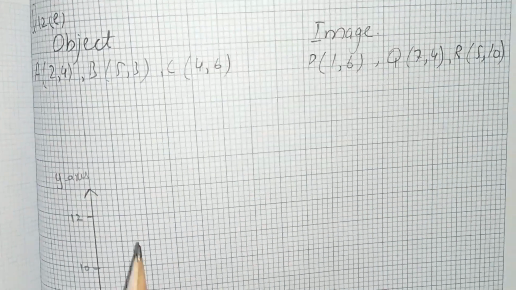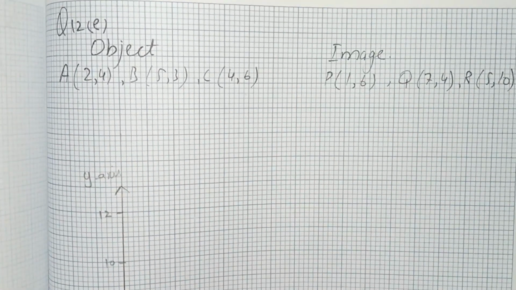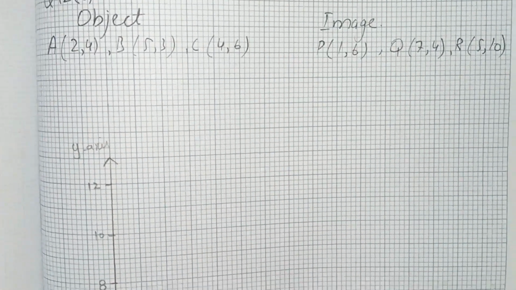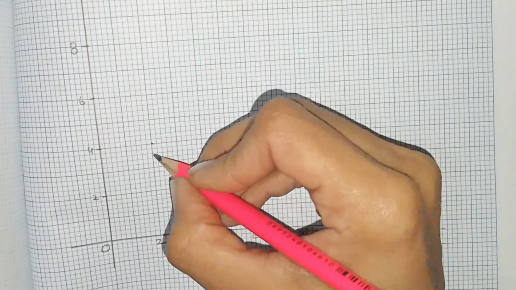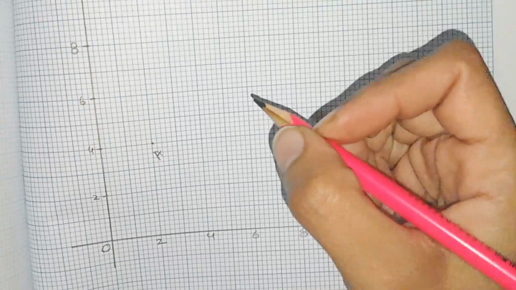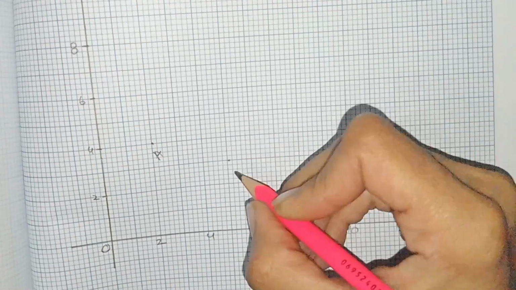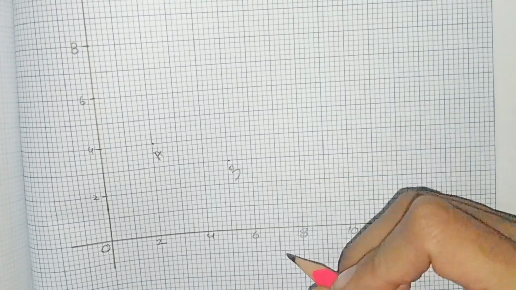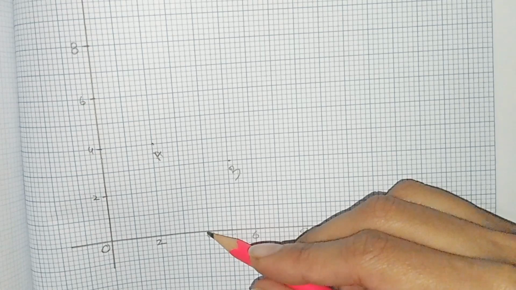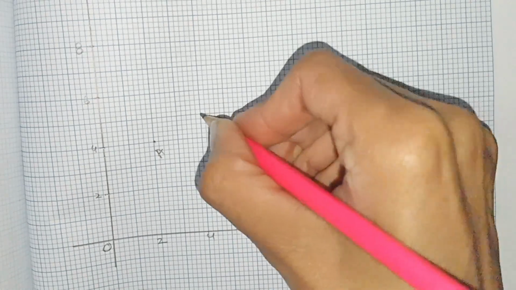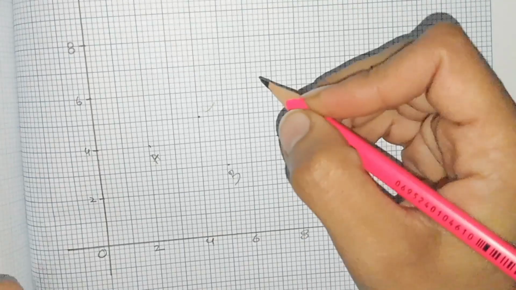Now students, for part number E, we have to draw the triangle first. A is 2 and 4. This is the point A, and B is 5 and 3. This is 5 and this one is 3. This is the point B, and C is 4 and 6. This is 4 on the x-axis, and on the y-axis this is 6. Now we have to join these points and make the triangle.